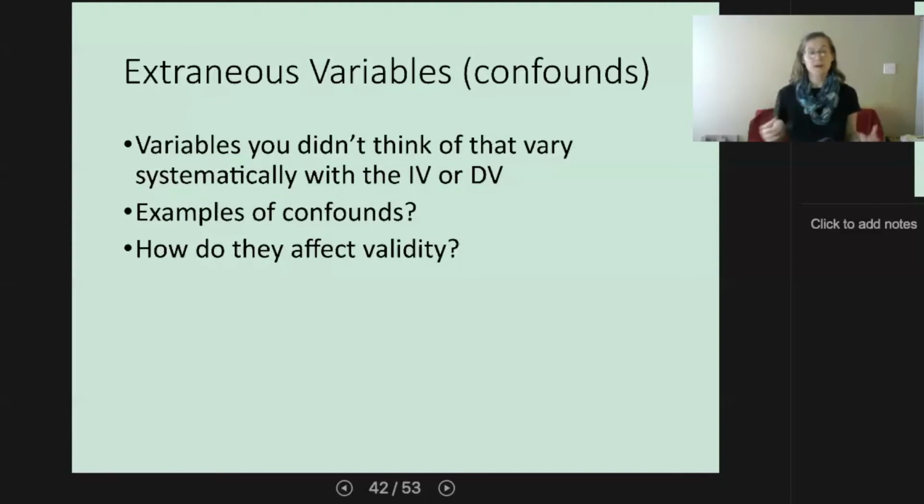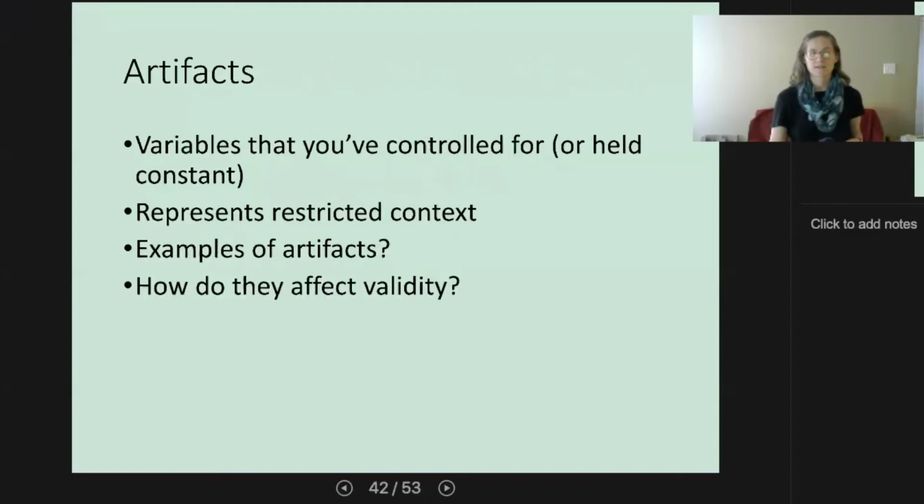So that's a confounding variable. It screws up my study so that I don't know if my dependent variable change, puzzle solving, was affected by my independent variable or whether it was just affected by how hard the puzzles were that I gave them. That's not something I was trying to manipulate or measure. It was an accident in my study that then made my results very confusing and difficult to interpret. So I'll let you think about some more examples of confounds, and then we'll move on to artifacts.